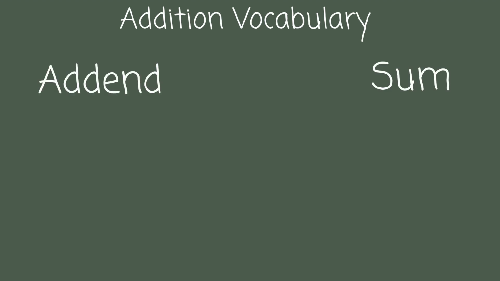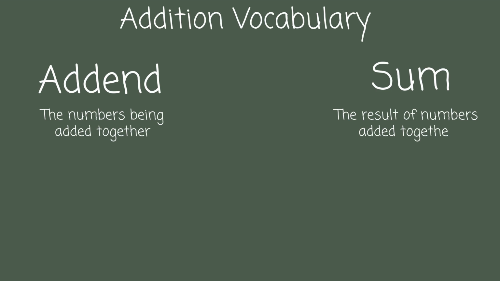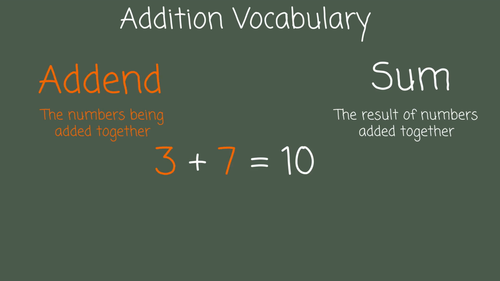The two numbers being added together are called addends. When those two numbers are added together, the result is called a sum. Let's look at an example, shall we? In the addition sentence 3 plus 7 equals 10, the numbers 3 and 7 are addends. The result of adding those numbers is called a sum. 10 is the sum in this example.